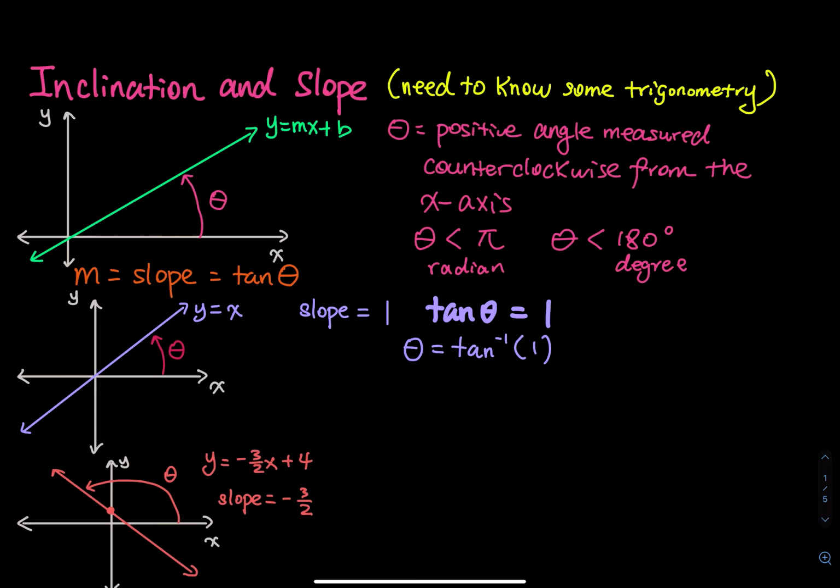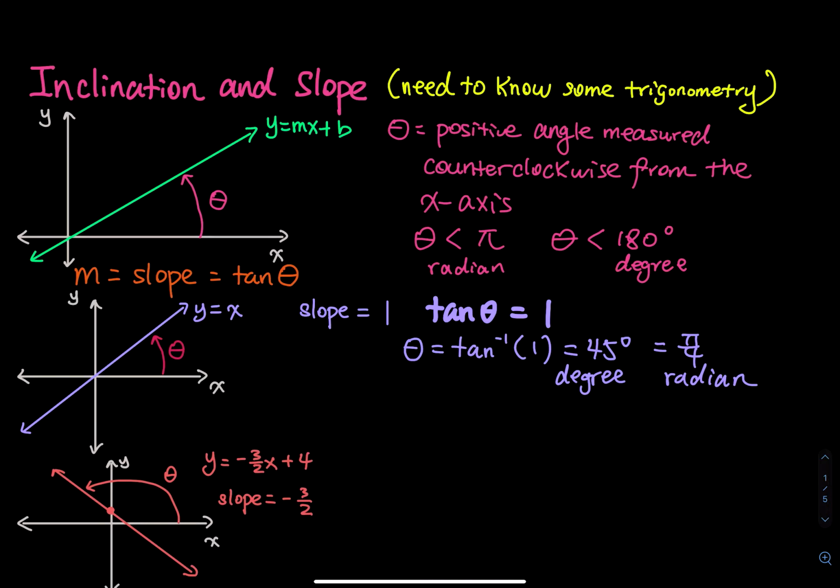To type inverse tangent, you hit the second key, and then you hit the tangent key, the TAN. There is such a key on your TI-84 Plus. So hit second and then the tangent key. It will show you inverse tangent, and then you type 1. So that is equal to 45 degrees. That is in degrees. And 45 degrees is equal to pi over 4, and pi over 4 is in radians.